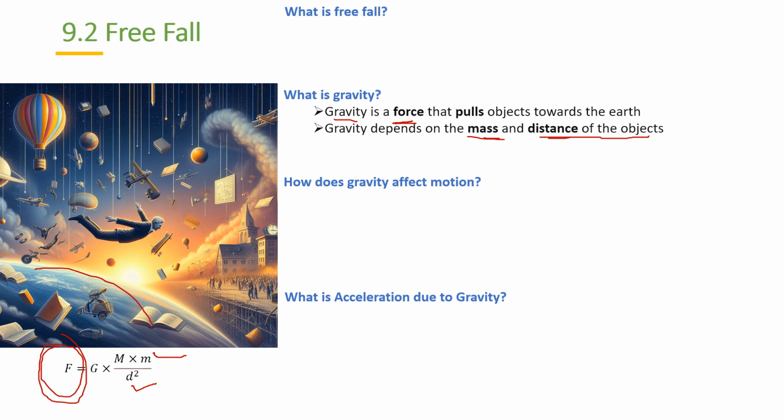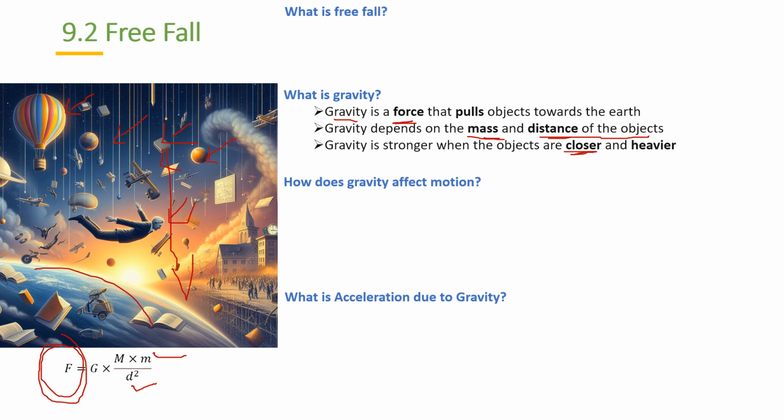This is a different object, that is a different object, he is a different object. Everybody's mass is different, and they are at different heights from the earth. So the distance is different and their mass is different. Definitely each one will feel a different force of attraction from the earth. Gravity is stronger when the objects are closer.